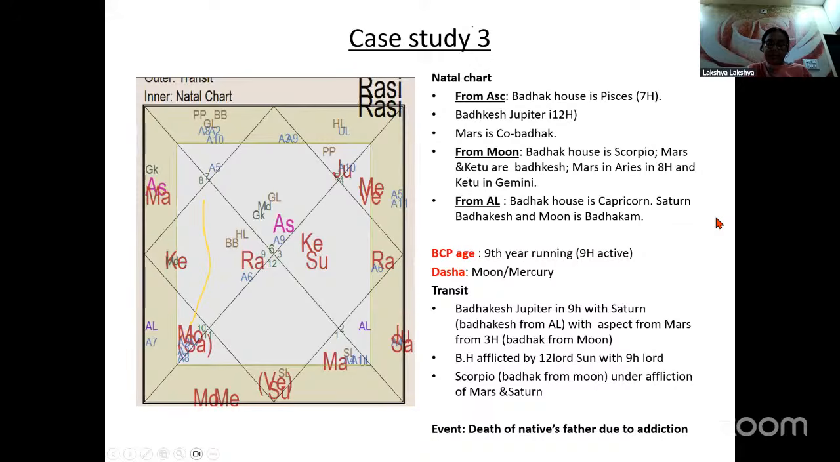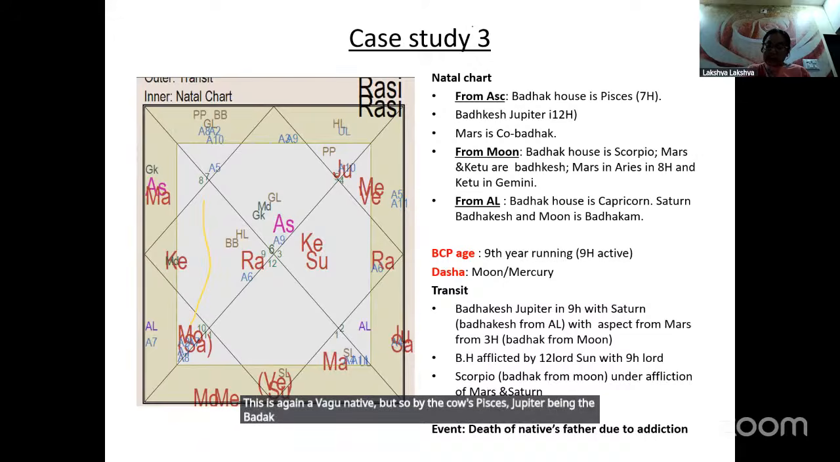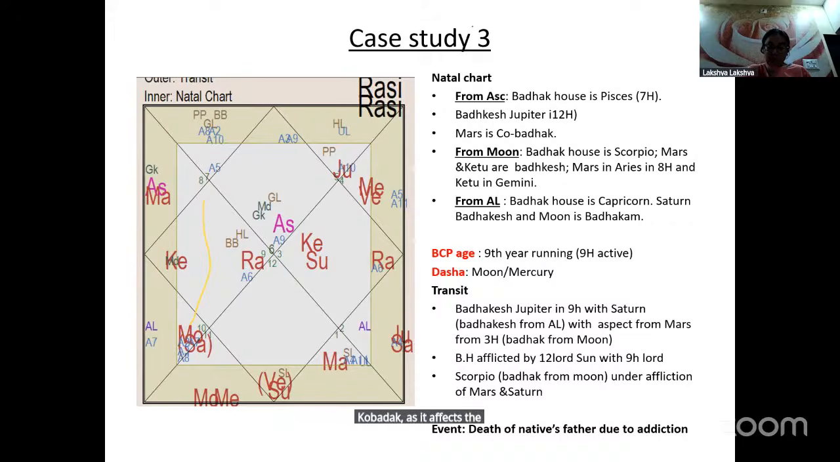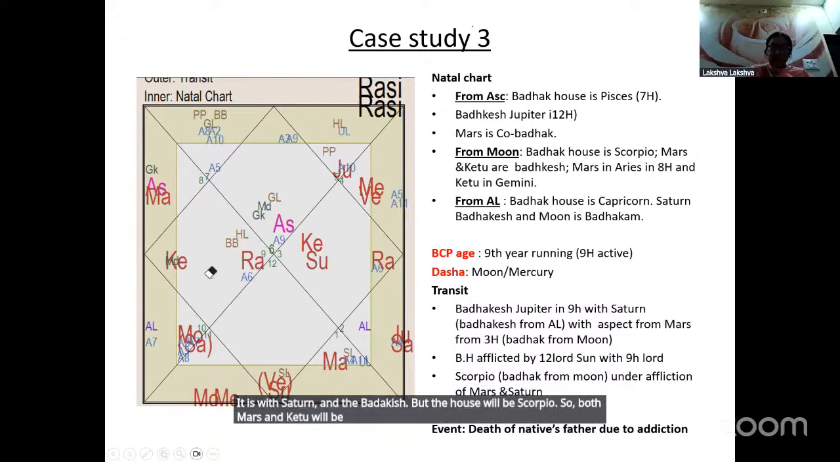This is again a Virgo native, so the Badhak house is Pisces, Jupiter being the Badhakesh and Mars as the co-Badhak, as it aspects the Badhakesh Jupiter. Since Moon is in Capricorn, it is with Saturn, and the Badhak house will be Scorpio. So both Mars and Ketu will be the Badhakesh. Arudha Lagna is in Taurus, so the Badhak house will be Capricorn, and Saturn in this case becomes the Badhakesh, and Moon will be the Badhakam because it is sitting there.